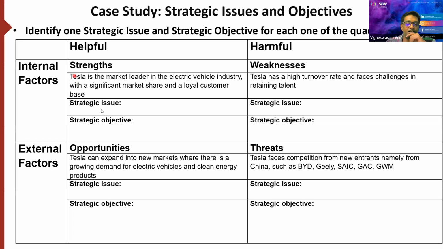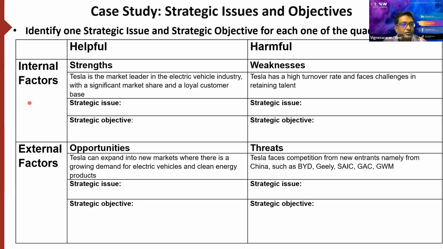Okay, now let's identify a strategic issue under weaknesses. Let's go, ladies and gentlemen. Complacency, okay, but a strategic issue should be phrased in the form of a sentence. Try again, Cheryl. Tesla has a high turnover rate and faces challenges in retaining talent. Come, let's go, guys. You don't have to be correct. You just need to try. Come everyone, let's go. Let's get the thinking hat on.